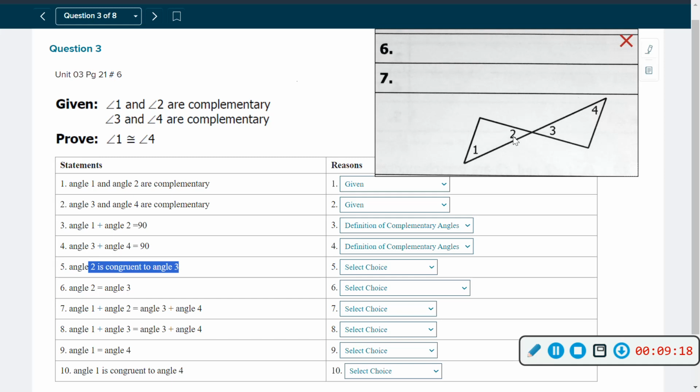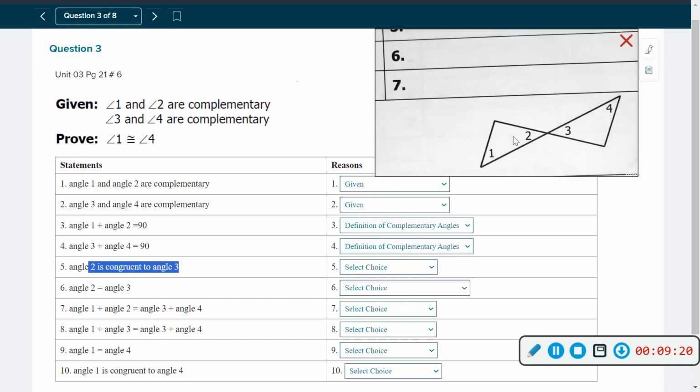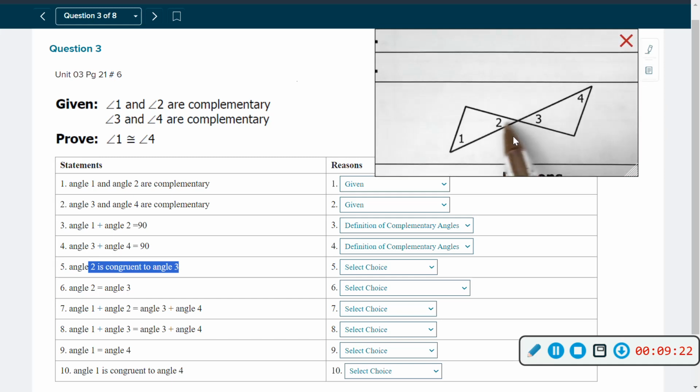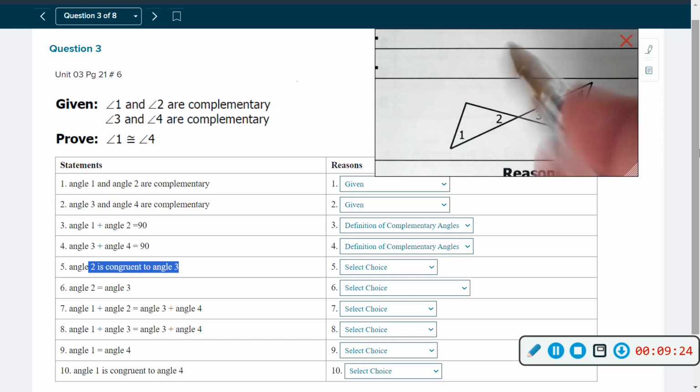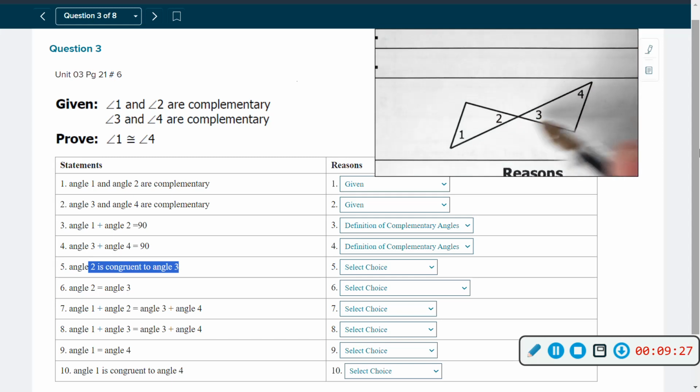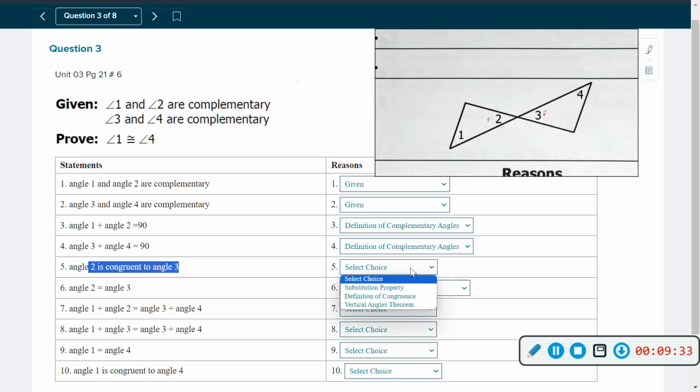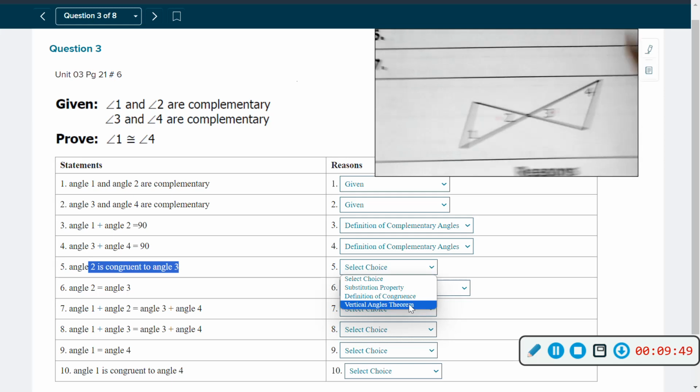All right, so let's look up here. Here's 2, here's 3. What kind of angles are those? So they're saying that these are congruent to each other, right? What kind of angles are those? Well, let's look at our choices. Why not use the choices to our advantage? Was it substitution? We didn't substitute anything. We didn't say anything was equal before other than 90 degrees. Is it definition of congruence? Or did we change equal to congruent or congruent to equal? No. Or vertical angles?